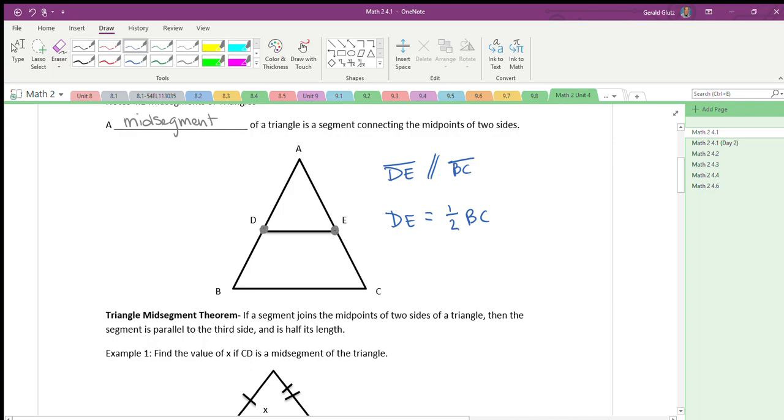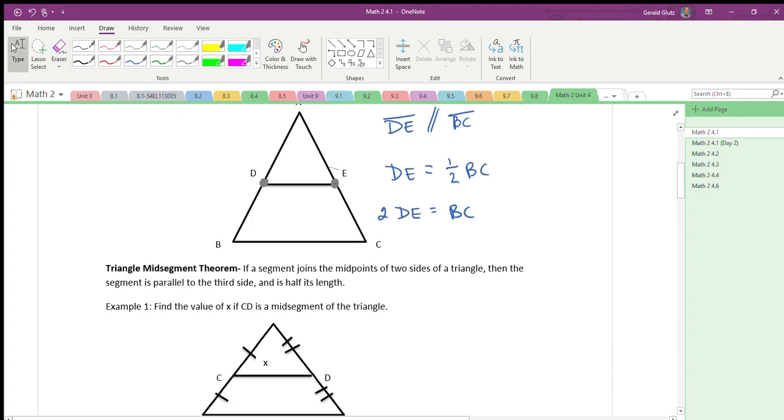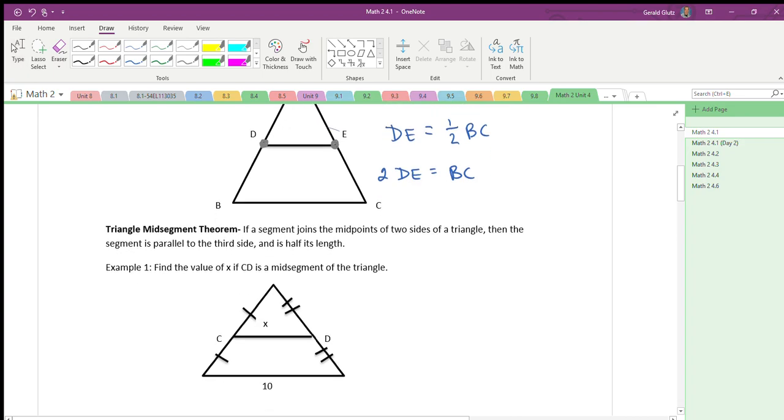Another way we could look at this is that if I multiply DE times 2, then that will equal the length of its parallel side of the triangle, so BC. These two things are the same equation, obviously. We just multiplied by 2 on both sides and that got rid of the half. We're going to be using both of these things in this whole section.